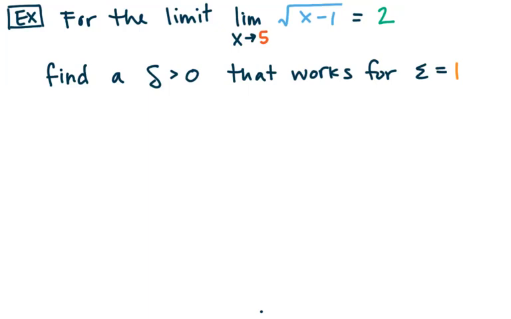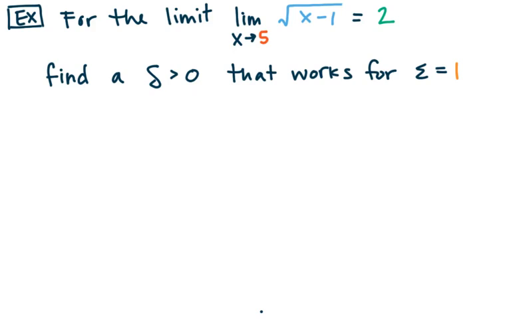In this example, we're going to take a given limit, and given an epsilon, we're going to find a positive delta. So the limit as x approaches 5 of the function square root of x minus 1 equals 2. We're going to find delta greater than 0, so that just means a positive delta, such that epsilon is equal to 1.